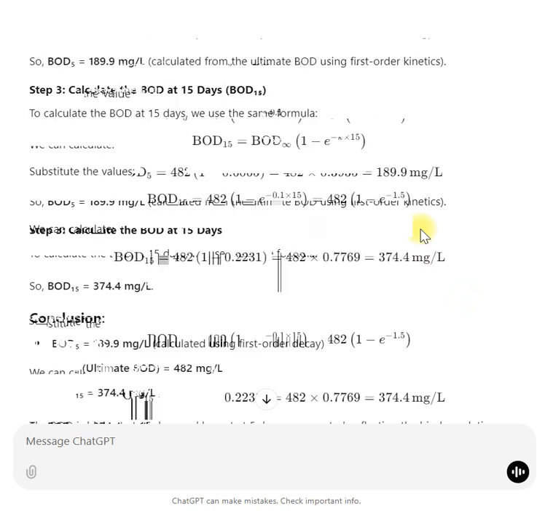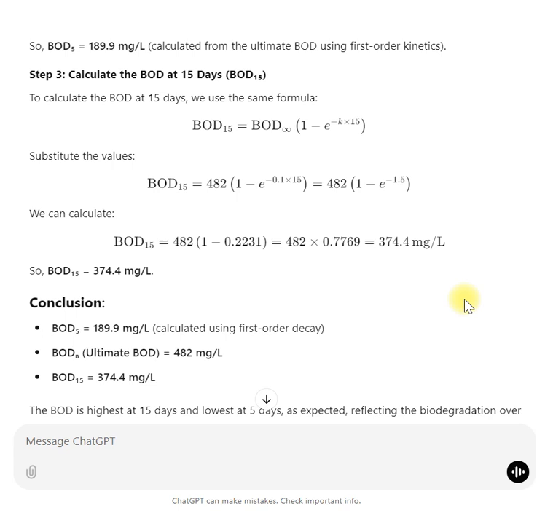Step 3: calculate the BOD at 15 days. To calculate the BOD at 15 days, we use the same formula. BOD_15 equals BOD_ultimate times (1 minus e^(-k times 15)). Substitute the values: BOD_15 equals 482 times (1 minus e^(-0.1 times 15)), which is 482 times (1 minus e^(-1.5)). We can calculate: BOD_15 equals 482 times (1 minus 0.2231), equals 482 times 0.7769, equals 374.4. So BOD_15 equals 374.4 milligrams per liter.